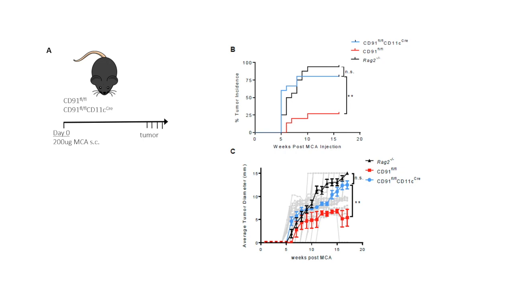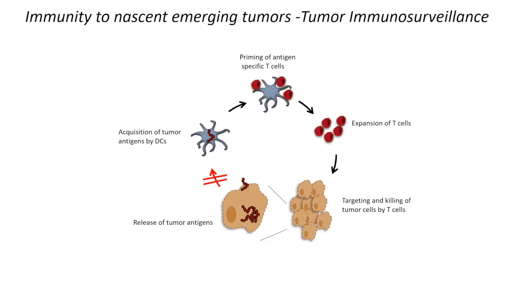In panel C, we show that tumors that developed in CD91 conditional knockout mice grew more aggressively than tumors that formed in the wild-type mice. These data indicated that CD91 was important for successful immunosurveillance of tumors. In accordance with our hypothesis, in the absence of CD91 on antigen-presenting cells, there should be a deficiency in T cell responses, the cells which are depicted in red in the slide.